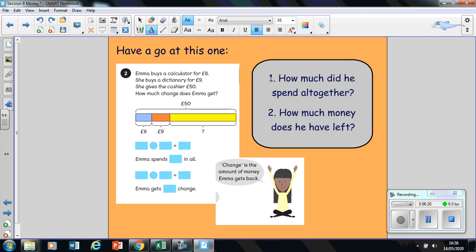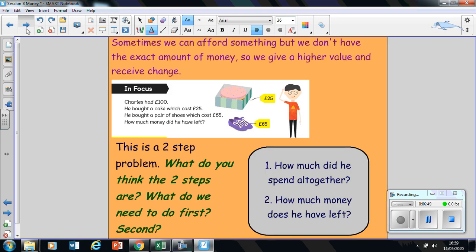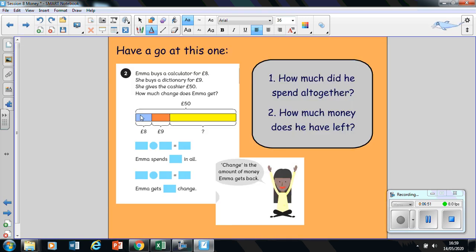Now, what I'd like you to do is, with your learning partner at home, have a go at this problem. Okay, it says here, Emma buys a calculator for £8. She buys a dictionary for £9. She gives the cashier £50. How much change does Emma get? So think through our bar model. We've already got a diagram for you. I apologize for that. Already got the bar model diagram here.